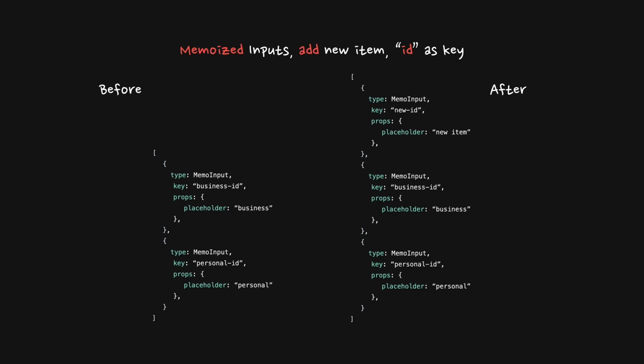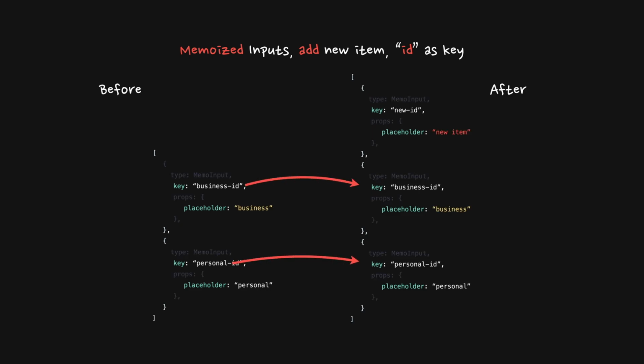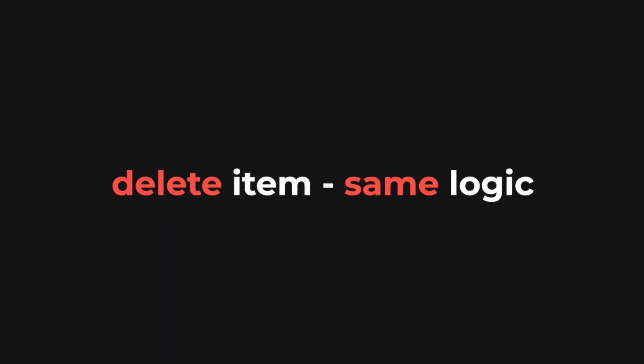If we use ID as key instead, then the items we had in the array already will have the same key and same props. They won't re-render. And only the new item with the new key will be mounted from scratch. The same story will be if we delete an item from the beginning or the middle of the array, but I will leave it to you to map it out.